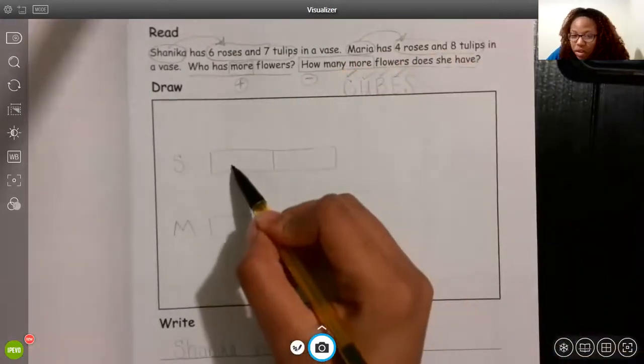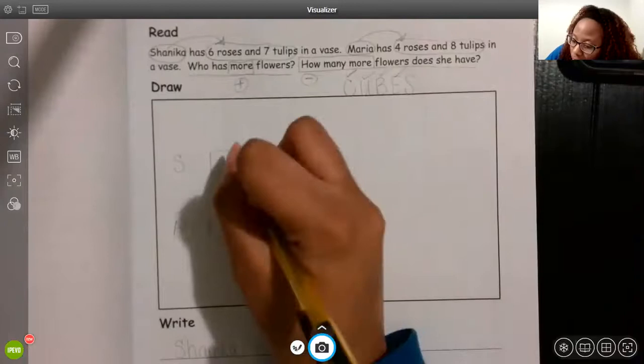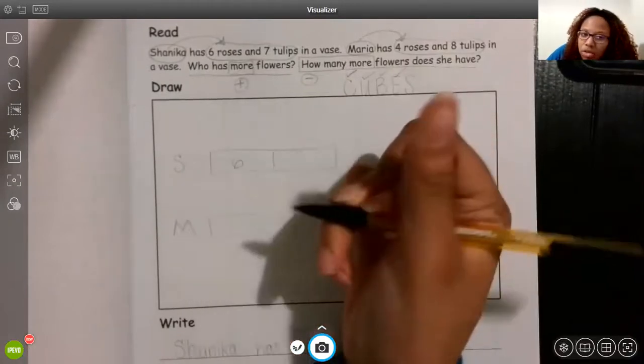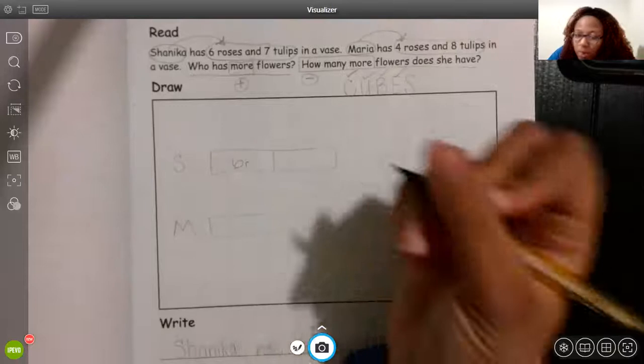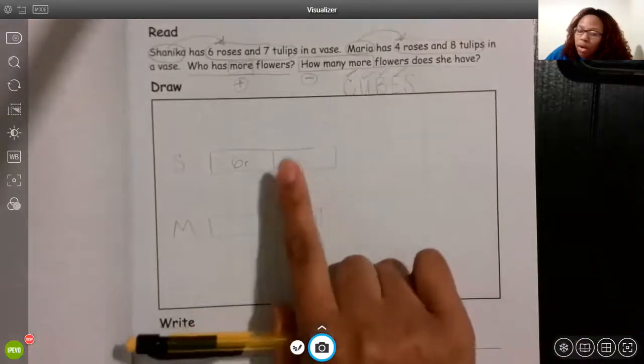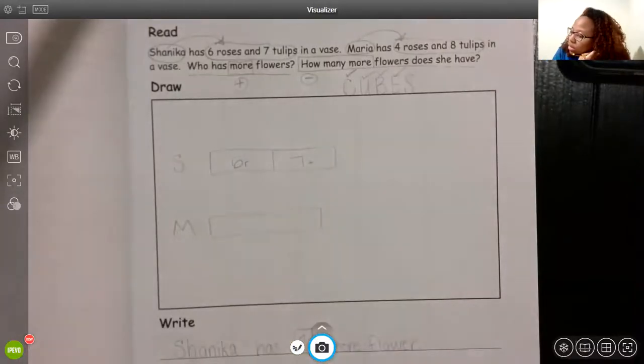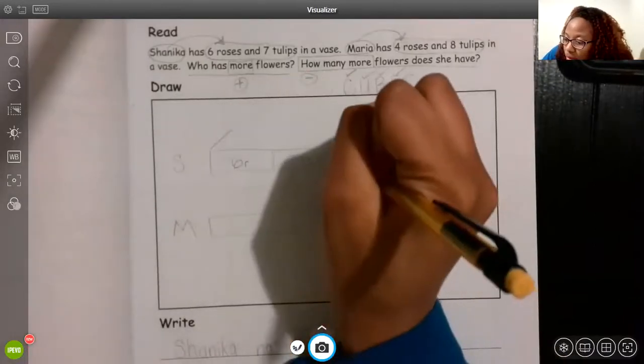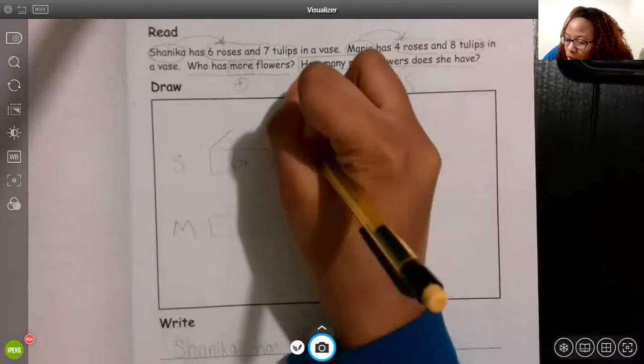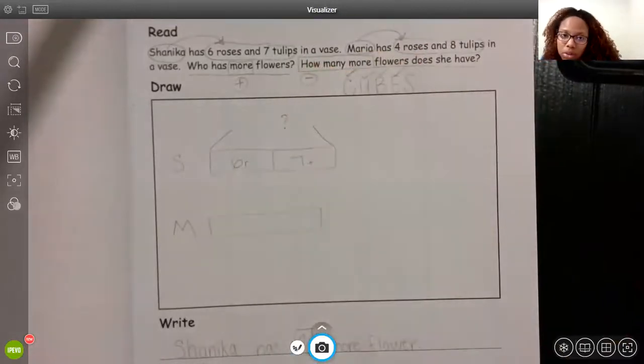And how many am I going to have over here? I'm going to have 6. And you can draw R if you want, just so you can remember that 6 roses. And how many will I write here? 7 tulips. So you can go ahead and write 7, and you can write a T. Now, since I know my 2 parts, that means I do not know my whole. So don't forget to draw your 2 arms, and we're going to do a question mark right there because we do not know our whole. Before we solve for Shanika, let's go ahead and do our tape diagram for Maria.